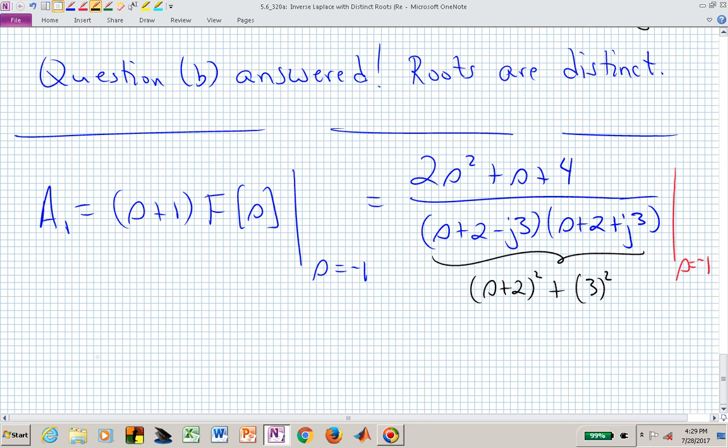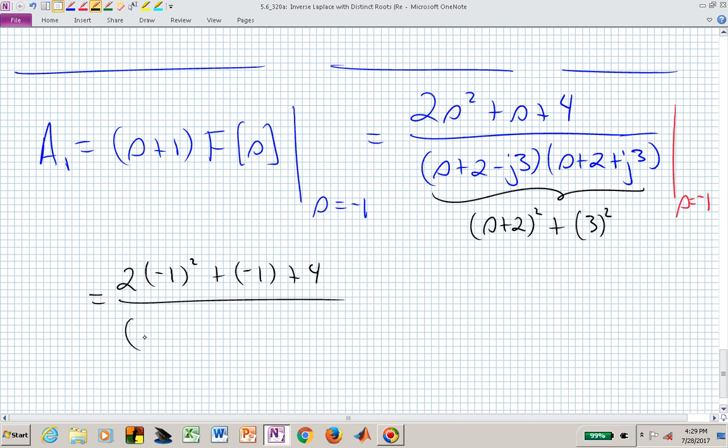Let's now continue and find what A sub 1 equals. We have the numerator evaluated at minus 1. That's 2 times minus 1 squared plus minus 1 plus 4, all over, now, if we go ahead and plug in minus 1 to the factored form with the complex terms, we have minus 1 plus 2 minus j3, and minus 1 plus 2 plus j3.